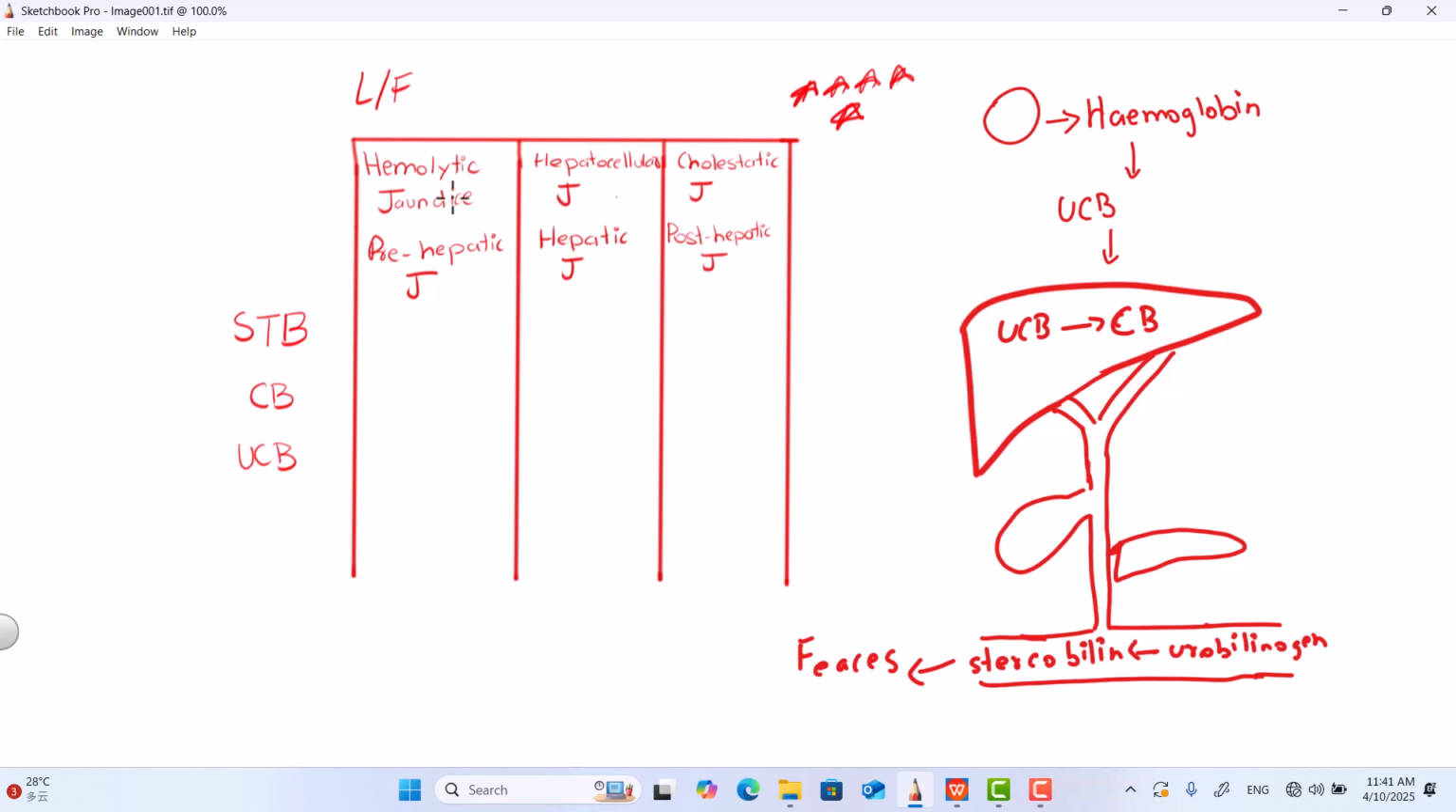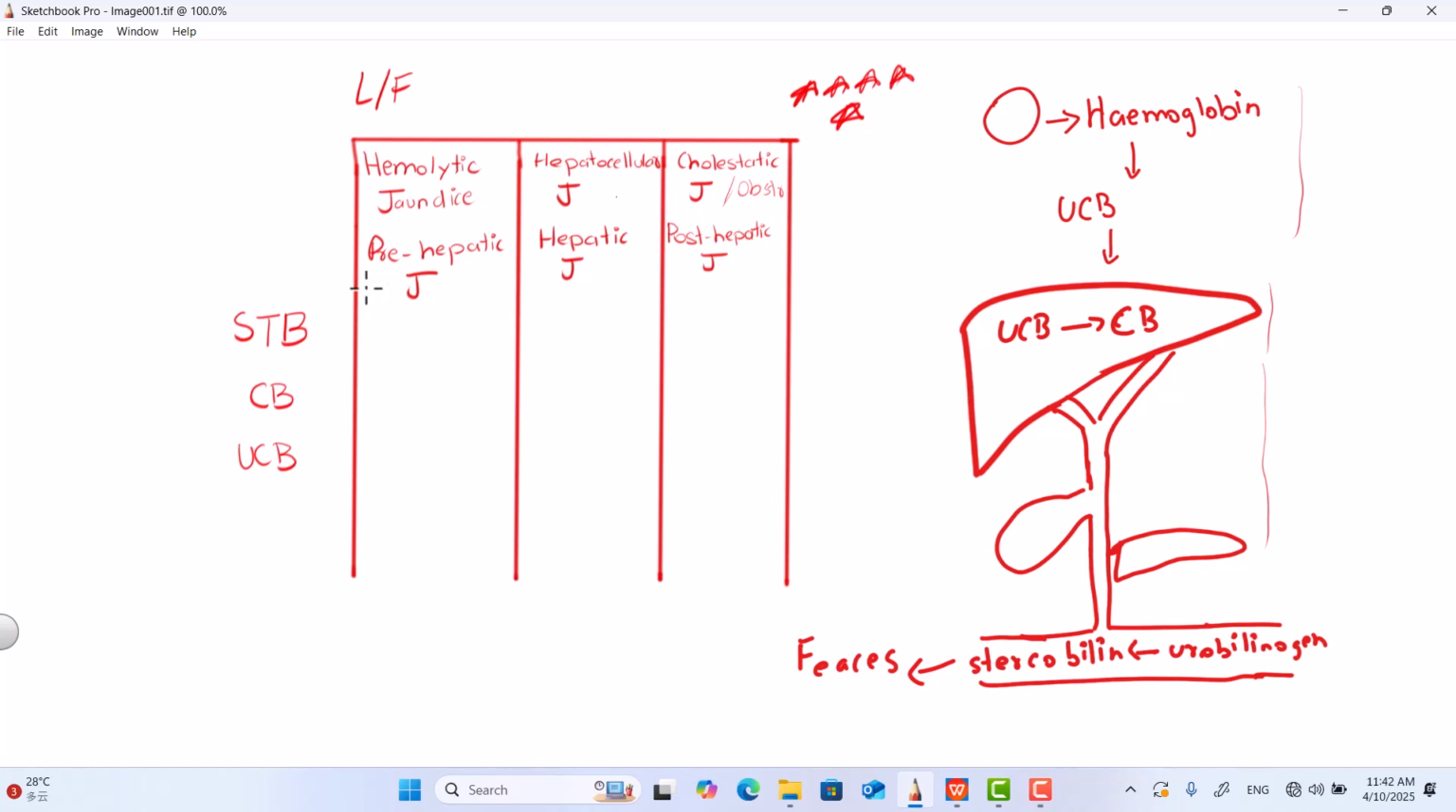So let's get started. First of all, I would like to mention that hemolytic jaundice is also called pre-hepatic jaundice because, as we have already discussed in the previous video, it happens before our liver. And hepatocellular jaundice is also called hepatic jaundice because it is happening in our liver. And cholestatic jaundice, or in some books obstructive jaundice, is also called post-hepatic jaundice because it's happening after our liver. So if in the exam you get any question where they have used the term pre-hepatic, hepatic, or post-hepatic jaundice, do not get confused. It is the same thing.